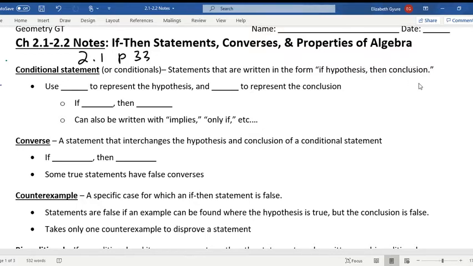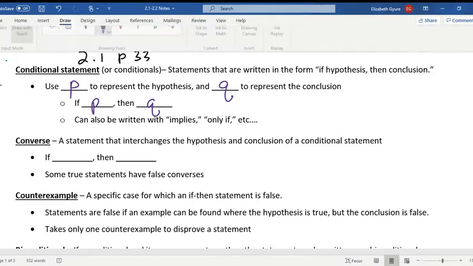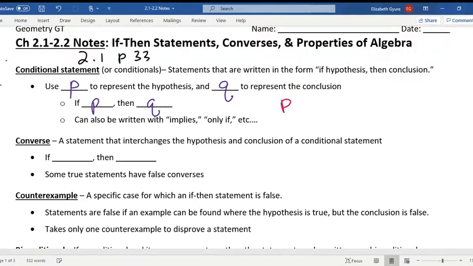We use a little bit of shorthand here, so we're going to use the letter P to represent our hypothesis and the letter Q to represent the conclusion. I believe that comes from some old Latin phrasing. So how this is generally written is if P, then Q. If your hypothesis, then your conclusion. And occasionally you'll also see a shorthand with that, P arrow Q. That means if P, then Q.